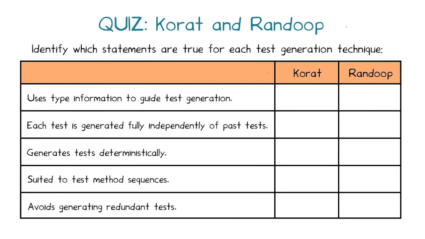As we begin to wrap up this lesson, let's take a moment to compare and contrast the 2 tools we have seen for automated test generation. Identify which of the following statements are true for each of Korat and Randoop by checking the appropriate boxes. Which of the techniques uses type information to guide test generation? Which of the techniques generates new tests fully independently of past tests? Which of the techniques generates tests deterministically? Which of the techniques is suited to test sequences of methods? And which of the techniques avoids generating redundant tests?